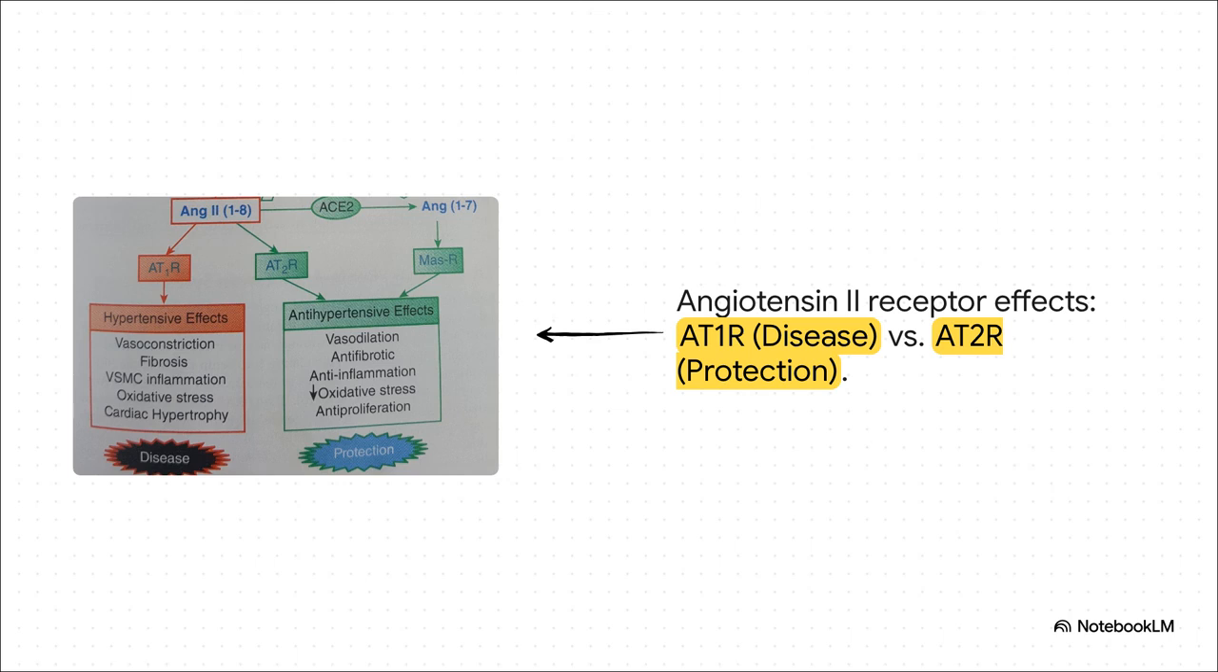It works through specific receptors, and as you can see here, they have opposite jobs. The AT1 receptor is basically the bad guy. It's responsible for all the classic RAS effects that contribute to disease: vasoconstriction, fibrosis, inflammation, oxidative stress, you name it. But there's another side to the story. The AT2 receptor and the MAS receptor actually mediate protective effects. They cause vasodilation, and they have anti-fibrotic and anti-inflammatory actions. So naturally, most of our drugs are designed to target that harmful AT1 pathway.